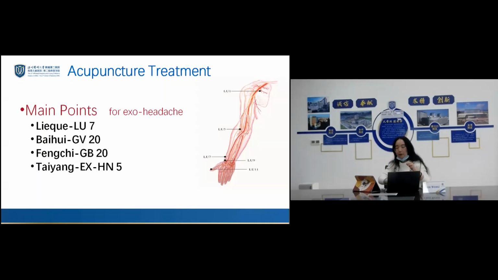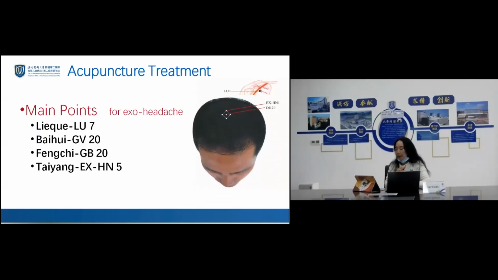And if you want a simple way to find it, just put your thumb and the index finger and cross together, and then you find the end of the index finger is the 列缺, Lung 7. And then another point is 百会. 百会 is Governor Vessel 20.